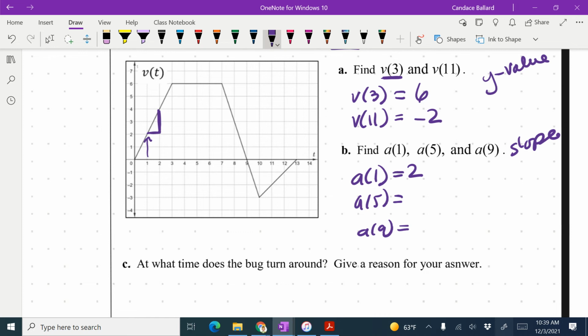All right, what was the slope at 5? 0, perfect. Okay, what about the slope at 9? We got to be careful, huh? -3? Everybody good with that? Okay, perfect. All right. It's asking us in the next question what time the bug turns around, and we have to give a reason for our answer.